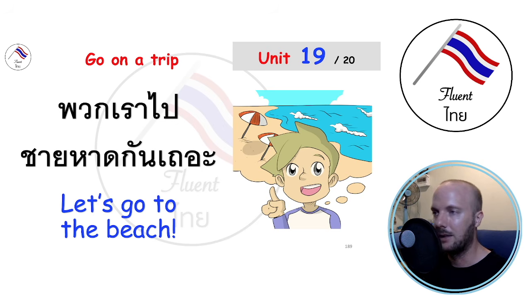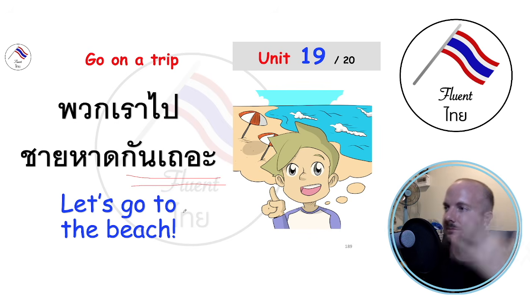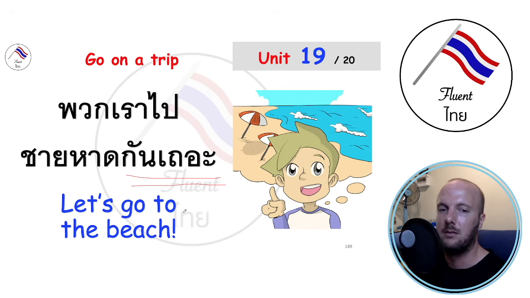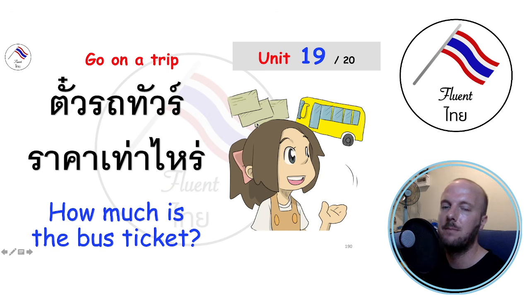พวกเราไปชายหาดกันเถอะ. Okay, กันเถอะ. This is always used in suggestion for a group, kind of the same way that we say "let's" in English. So if you were to remember it, try to remember it with พวกเรา or เรา or ให้เรา at the beginning and then กันเถอะ at the end, right?